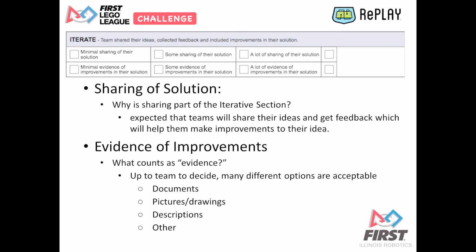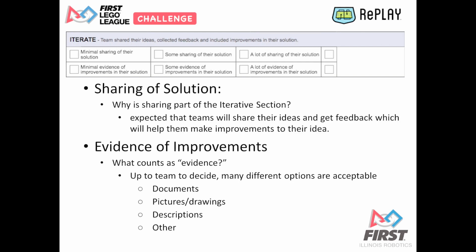Therefore, minimal sharing should be interpreted to mean the team did not do much sharing with individuals or groups that were able to provide feedback, and conversely, a lot of sharing means the team will have reached out to multiple groups or individuals that were able to provide helpful feedback to the team when they considered ways to improve their solution.